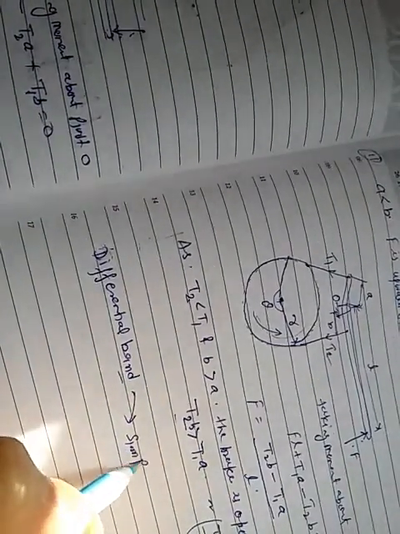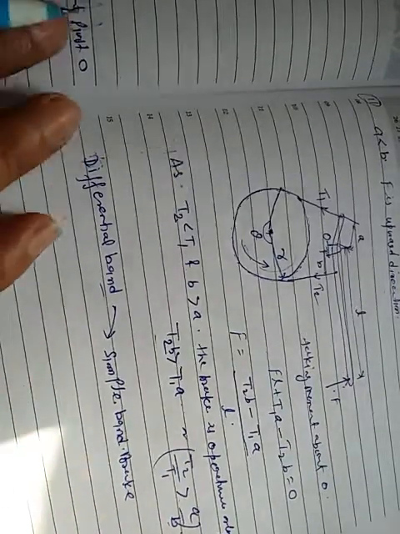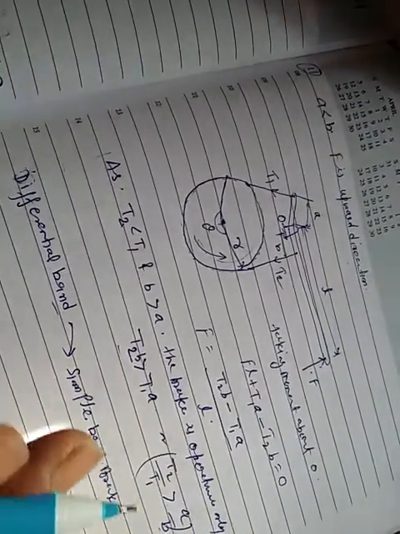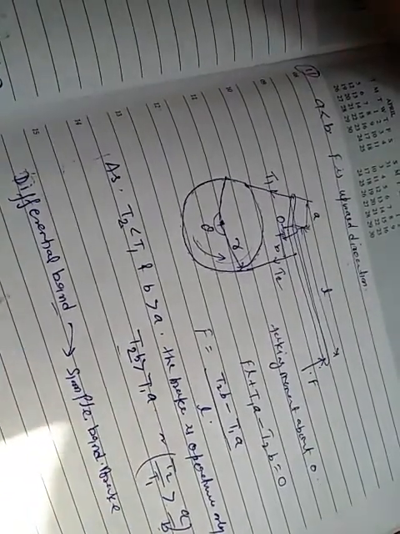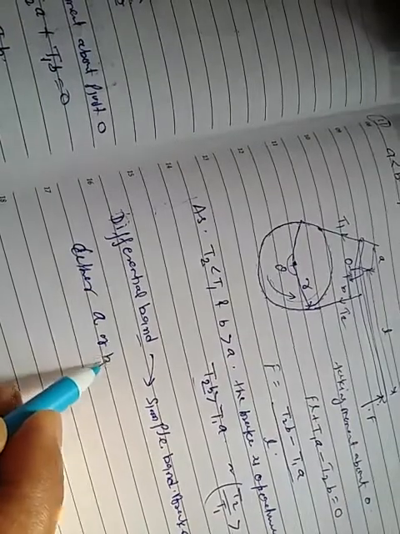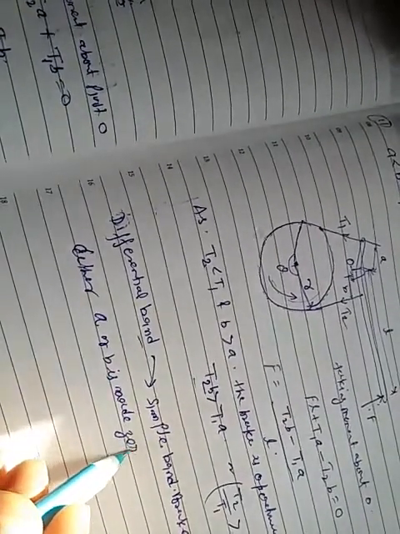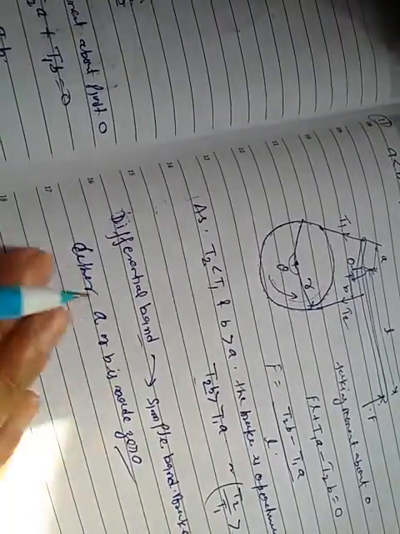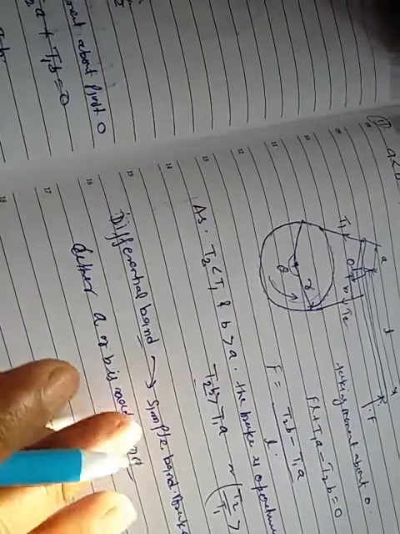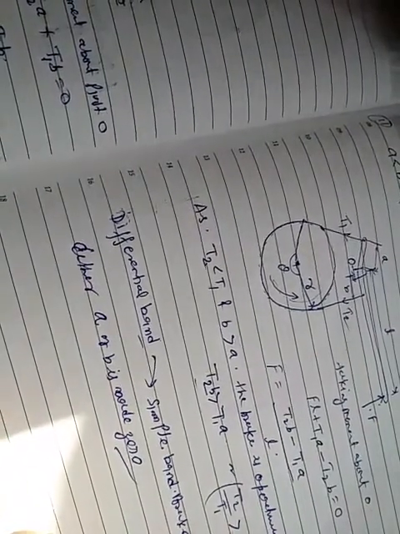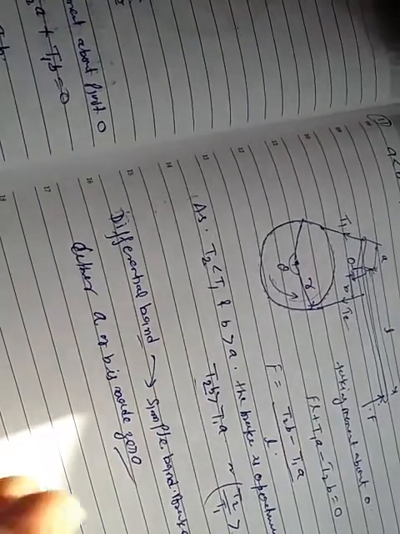The differential band can be changed into the simple band brake if either A or B is zero. So then it becomes a simple band brake. What changes here is that when either A or B is zero, the force and the effectiveness of the brake will change when this condition is applied.